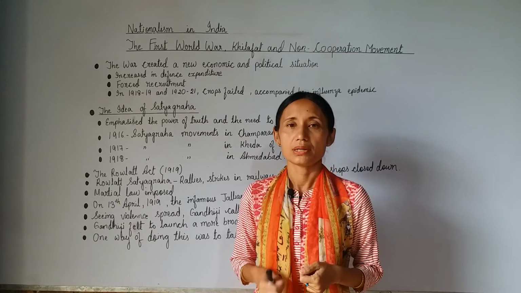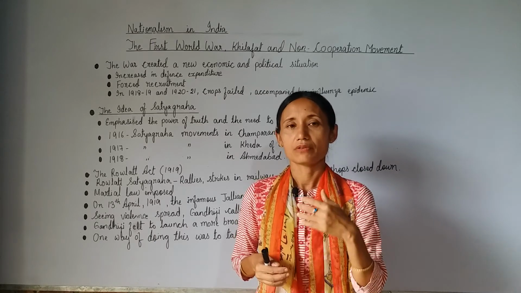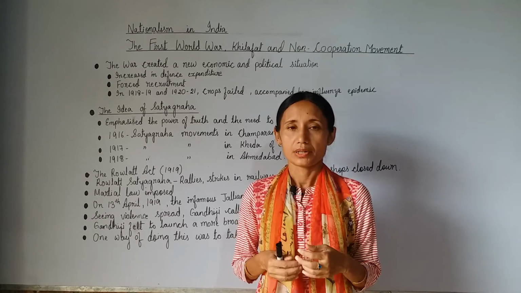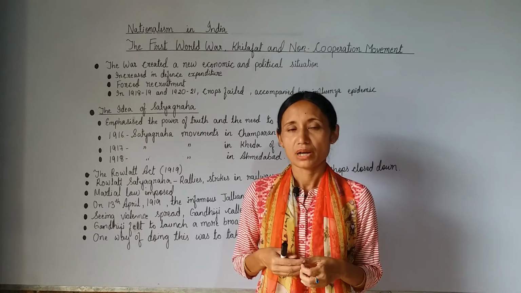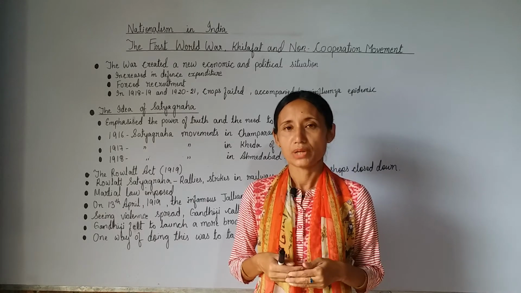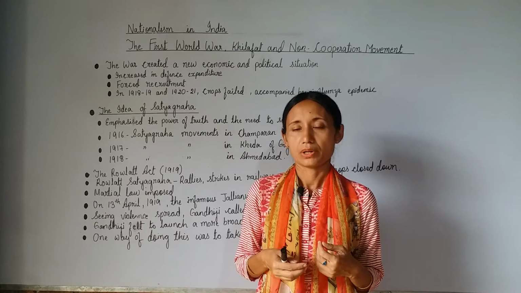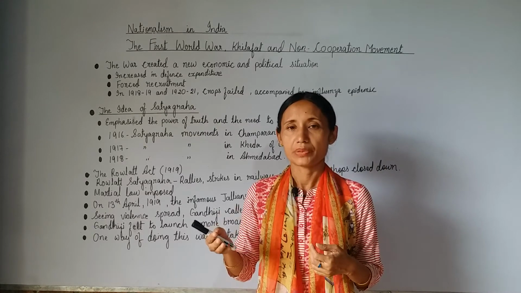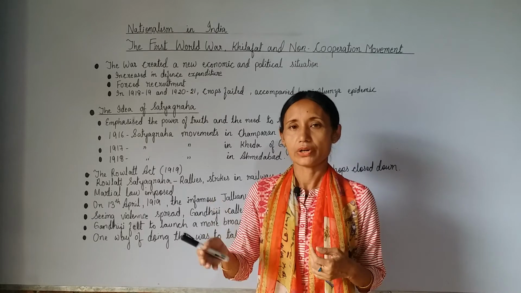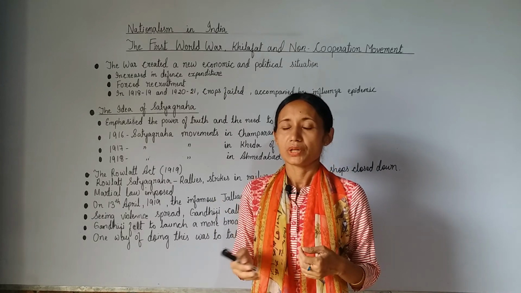Gandhiji decided to take advantage of the Khilafat issue. He thought it was the right time to unite the Hindus and the Muslims together. So he started discussing the Khilafat issue with the Ali brothers, Muhammad Ali and Shaukat Ali. Then they also agreed.